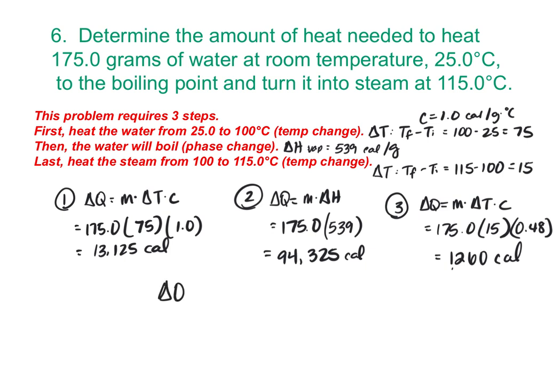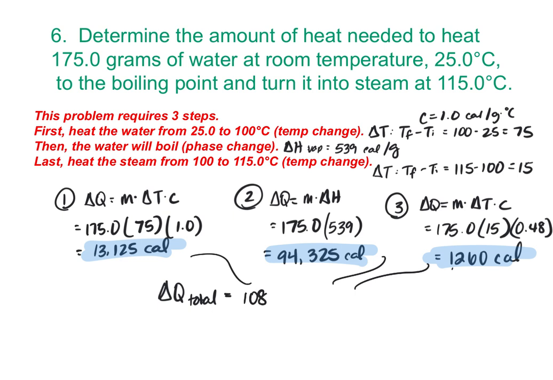So my Q total, I'm going to add up this value and this value and this value, and all together these are adding up to our Q total. So we add up those values and we get 108,710 calories for this particular sample.